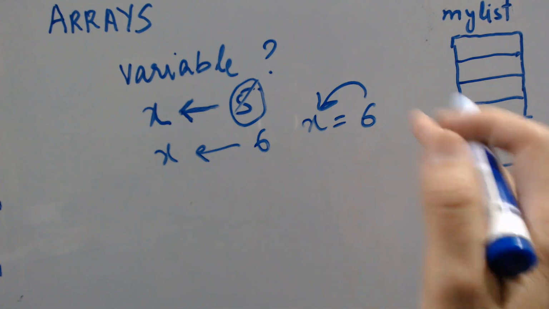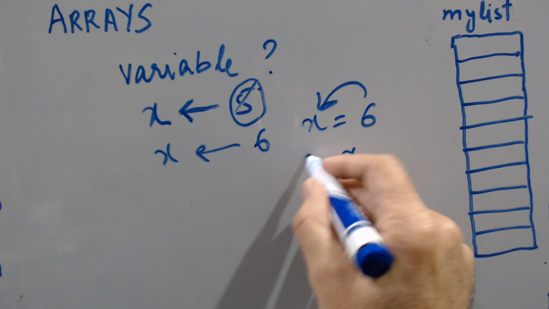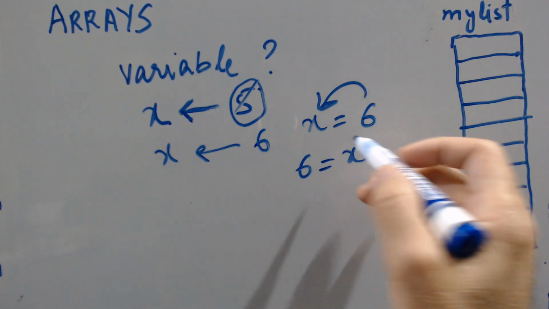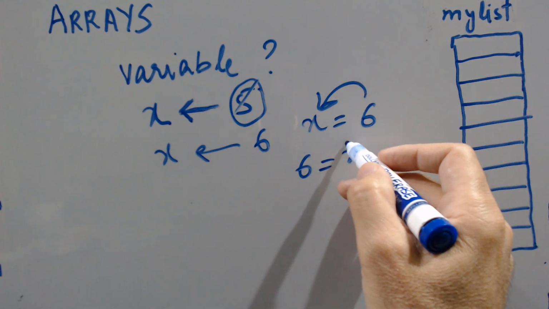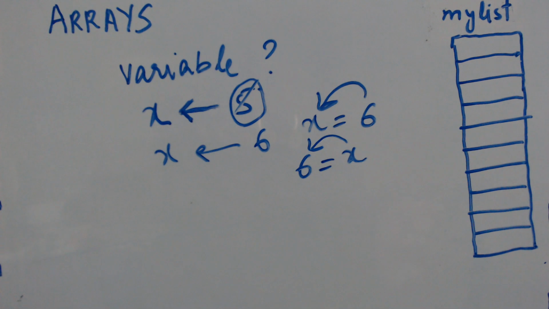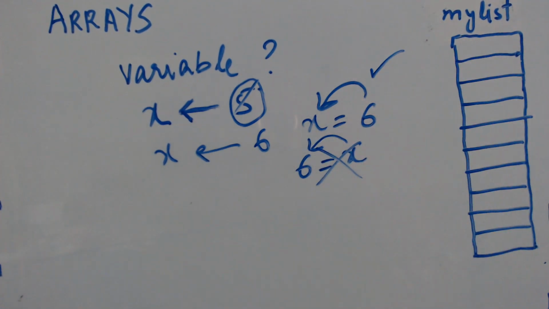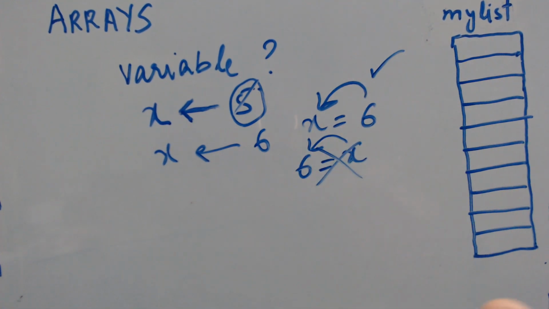Okay, but you have to remember another thing, that we can't write it like this one, because programming always uses a rule from right to left. That means the value on the right is assigned to the left side, so this one is wrong, so this one is the correct. Because now 6 is being assigned to x.